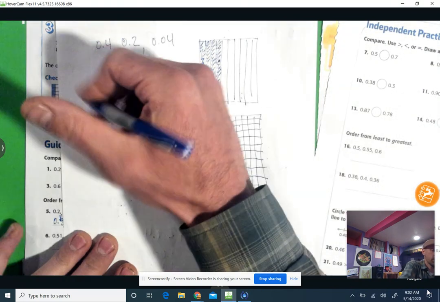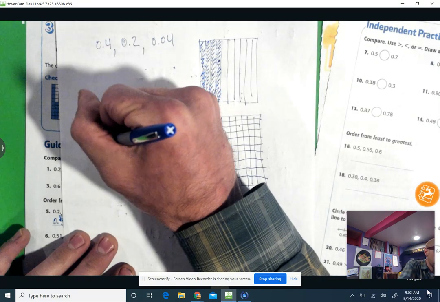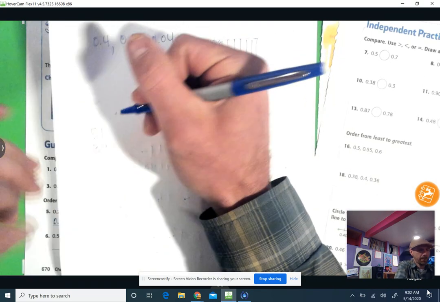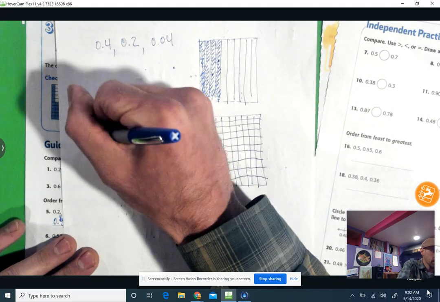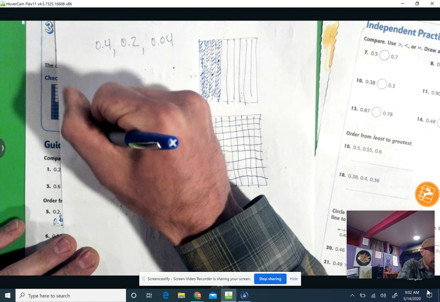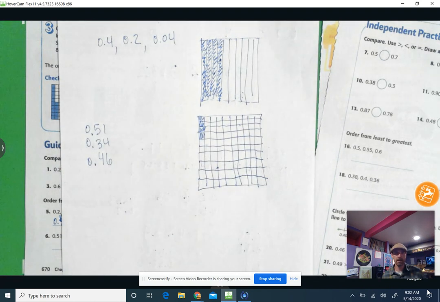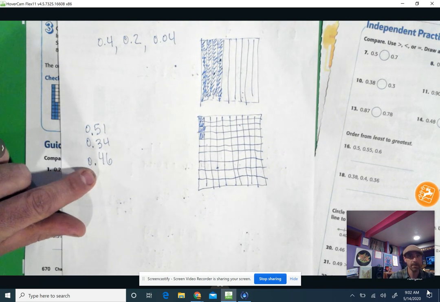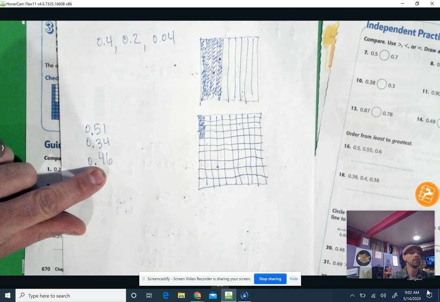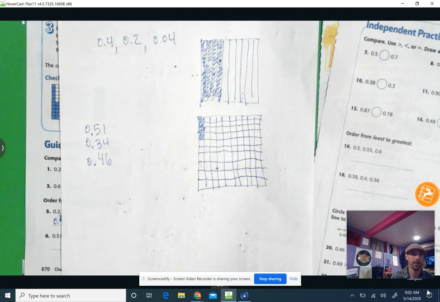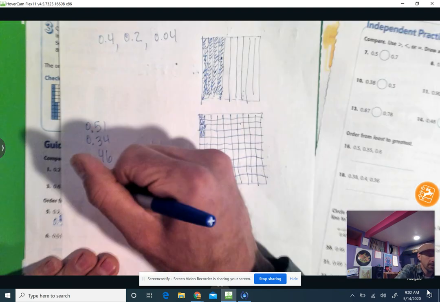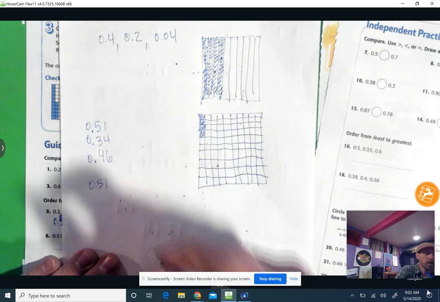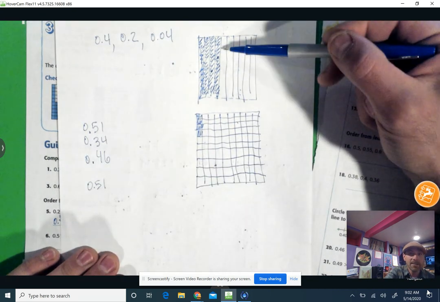51, 34, 46. 51, 34, and 46. In the appropriate decimal, I can put the 0 in the ones place, because again, we're not dealing with any numbers that are 1 or greater today. So now all we have to do is, since they're already stacked, find the greatest number in the first place value position that has different digits. 5, 3, and 4.